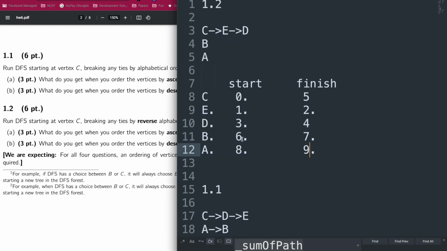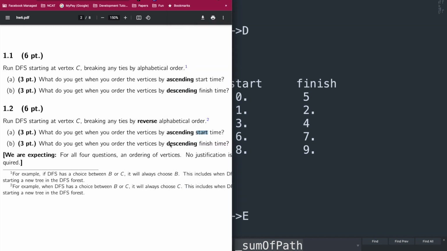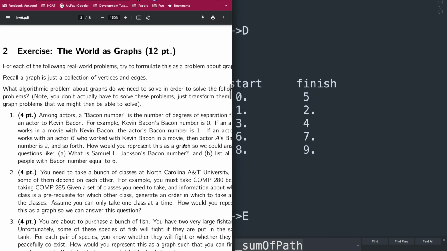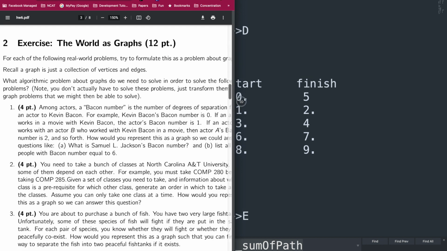So 0, 1, 3, 6, 9, so you get this. And then what do you get when you order by descending finish time? Okay, great. So for part 2, we're looking at the world of graphs.